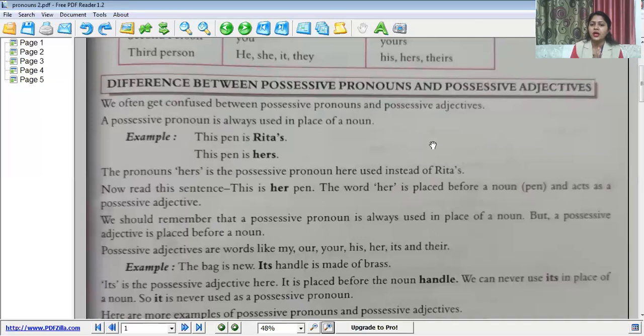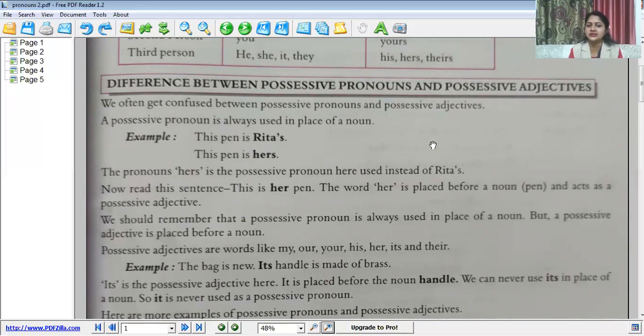Always remember, possessive adjective, the next is the neighbor, whereas a possessive pronoun is nothing but which is used in place of a noun. Okay, now see this. This pen is Rita's. So instead of Rita, what am I replacing it with? This pen is hers, because Rita is a female. So this pen is hers. The pronoun hers is the possessive pronoun here used instead of Rita.